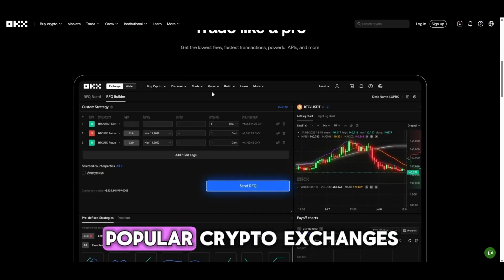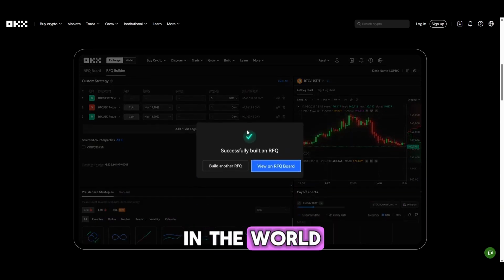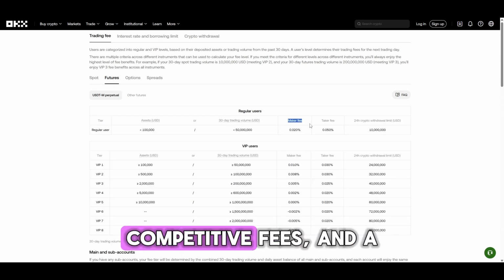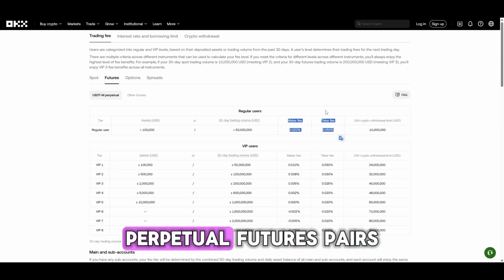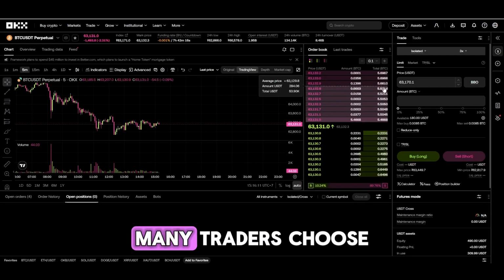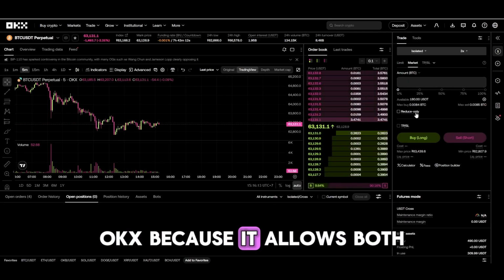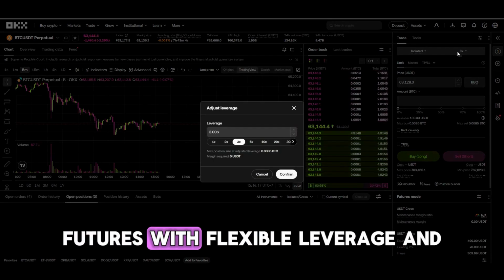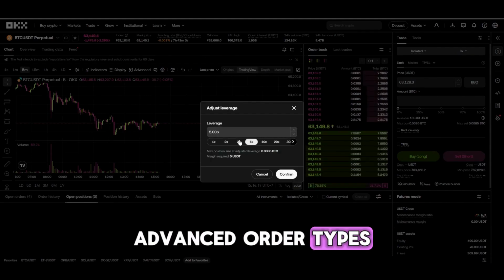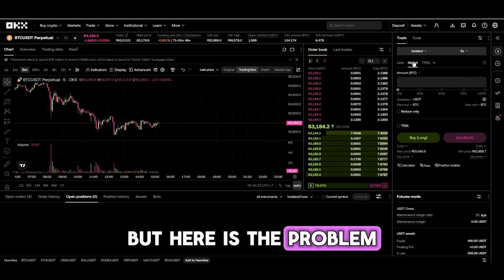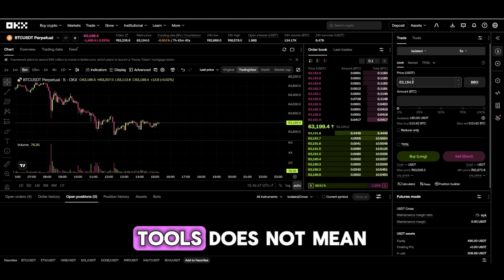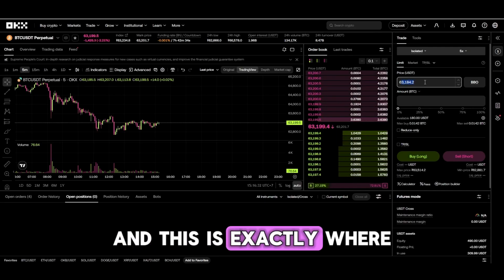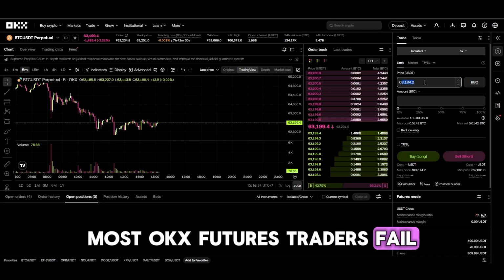OKX is one of the most popular crypto exchanges in the world, especially for futures trading. It offers deep liquidity, competitive fees, and a wide range of perpetual futures pairs. Many traders choose OKX because it allows both beginners and experienced traders to trade crypto futures with flexible leverage and advanced order types. But here is the problem. Having access to powerful tools does not mean you know how to use them properly. And this is exactly where most OKX futures traders fail.